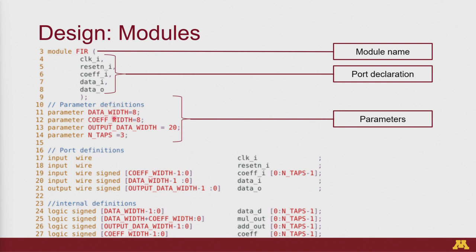If you look at the constants in this example, it says it has a data width of 8, a coefficient width of 8, an output data width of 20, and a number of taps of 3. When I say width, that means the number of bits in the data, in the coefficient, and in the outputs. And the taps are the number of filter taps in your system.